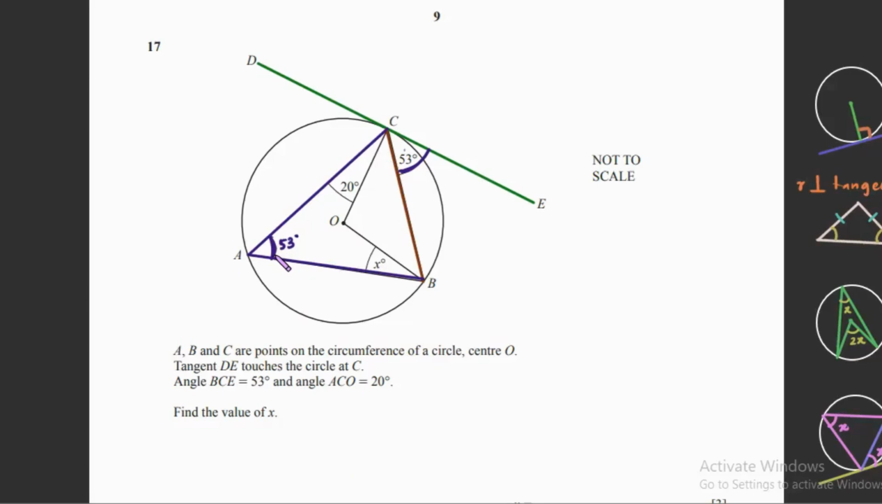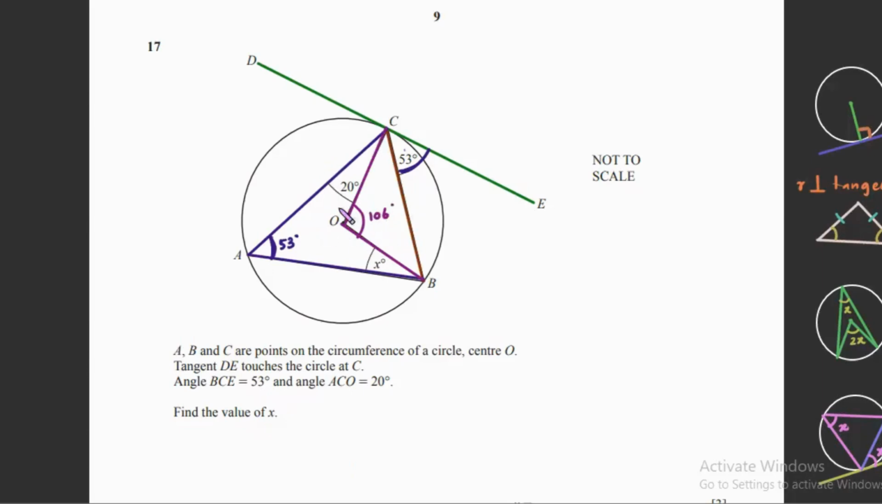Now, I know that this is 53 degrees. This is the angle that is formed on the circumference of the circle. Using the same starting and ending point, we have the angle that is formed in the center, which is this angle, which will be double the size of the angle that is formed on the circumference. So as this is 53, this angle that we have will be double 53, which is 106 degrees.